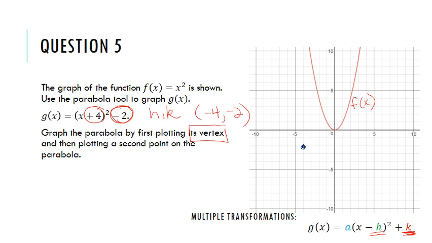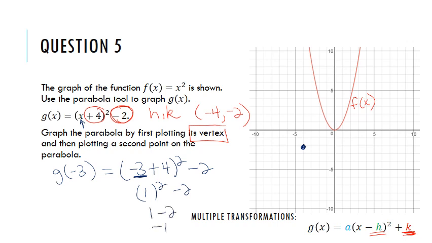Okay, so we've talked a little bit before about how to find that second point. And you really can just take another value and plug it in for x to get that next one. And I usually just go, since I was at -4, I go 1 next to it. So I'm going to go ahead and just see what happens when I substitute in -3 for x. And again, you could pick pretty much any other number here, but I'm just going 1 next to my vertex. So -3 plus 4 gives me 1. 1 squared is 1. 1 minus 2 is -1. So when I plugged in -3, g of -3 equals -1.